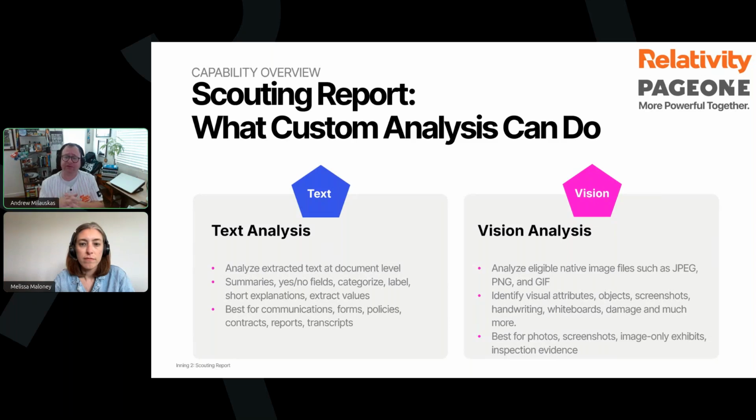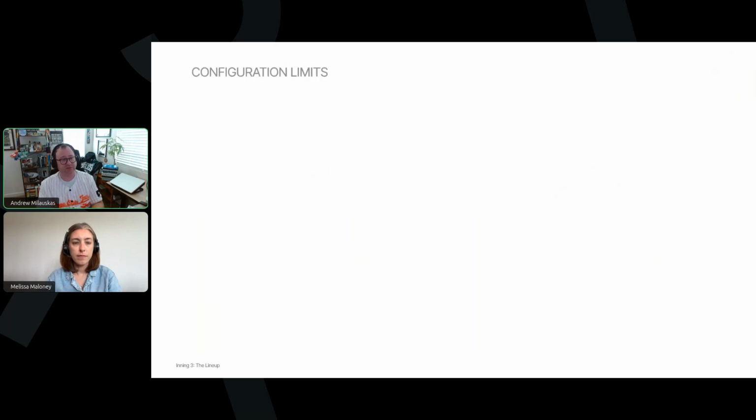Then second up, you've got the vision analysis. This is essentially where we're analyzing files such as JPEGs, PNGs, and GIFs, images essentially. So think of construction sites or maybe some drawings or really any kind of image-based material. And so you can ask about visual attributes, see if there are objects, if there are screenshots of X, Y, and Z tool, maybe it's Excel, something like that. We have a handwritten letter, and much, much more. So great for photos, screenshots, and image-only exhibits.